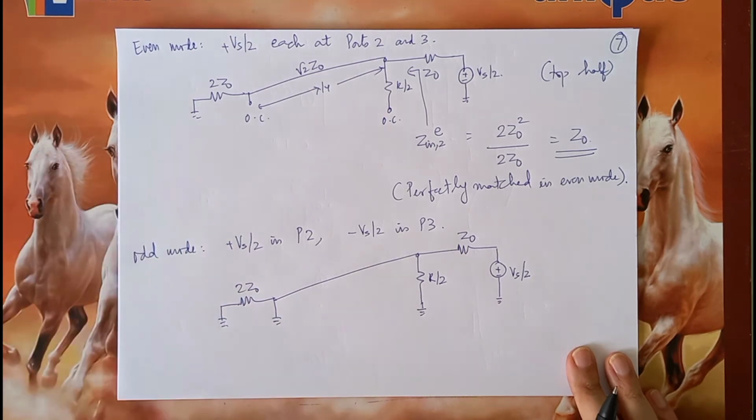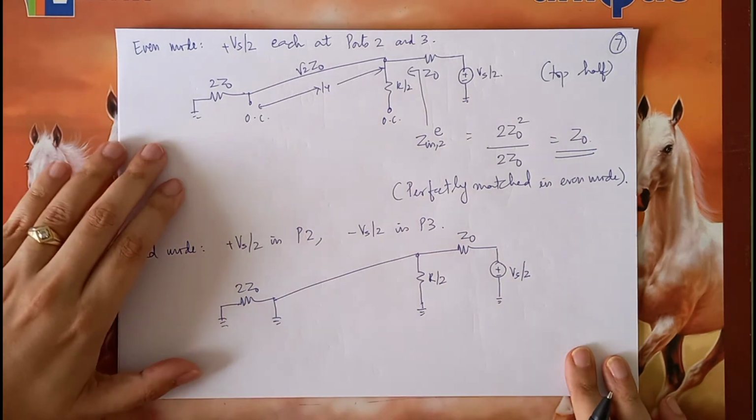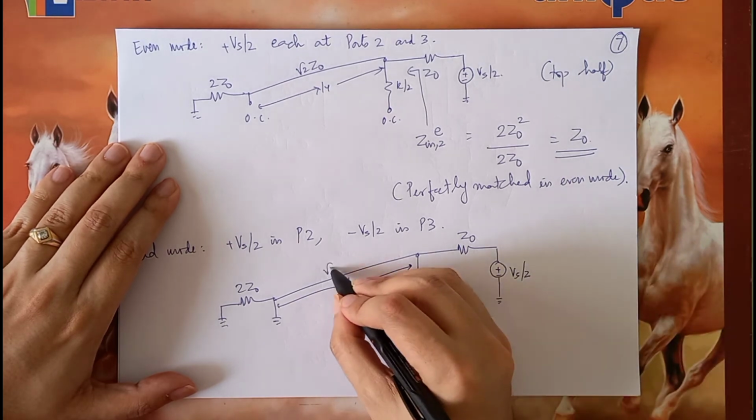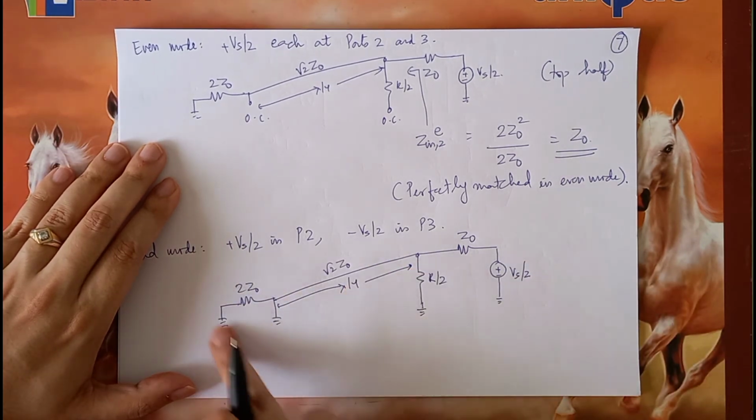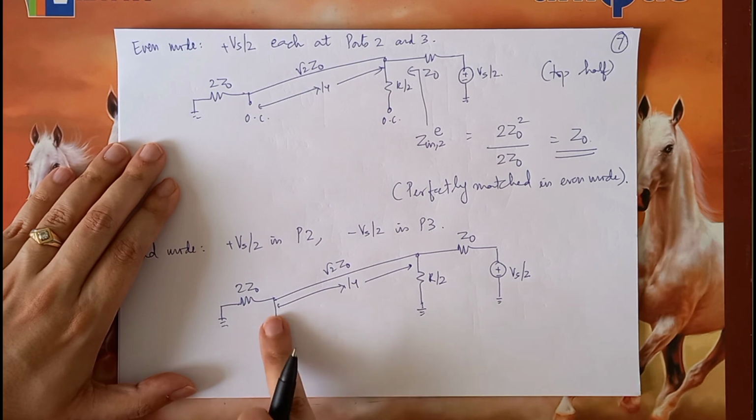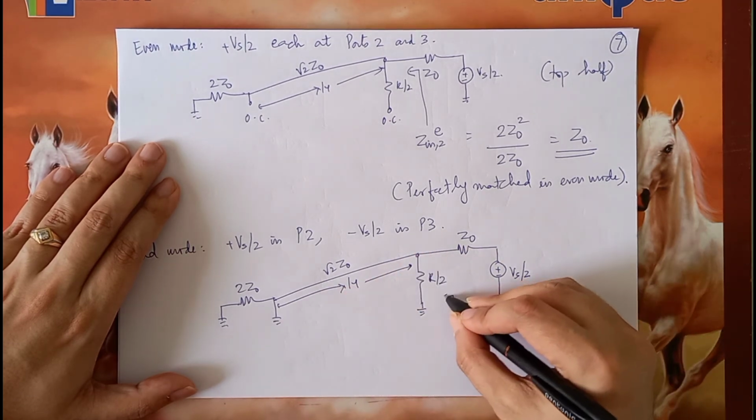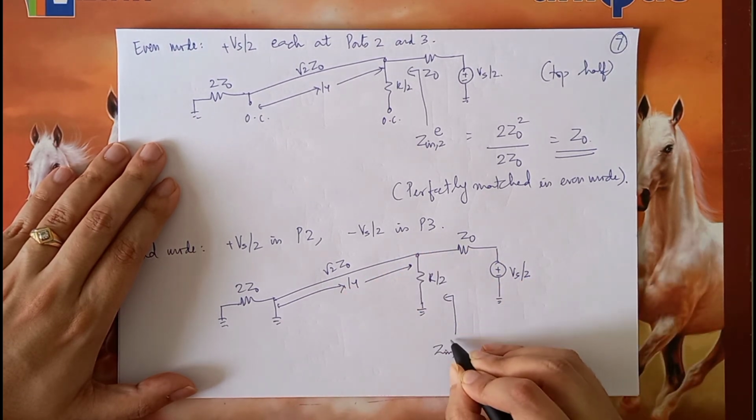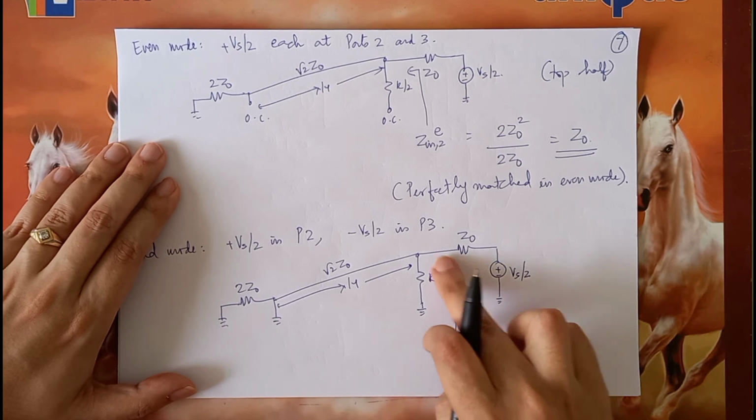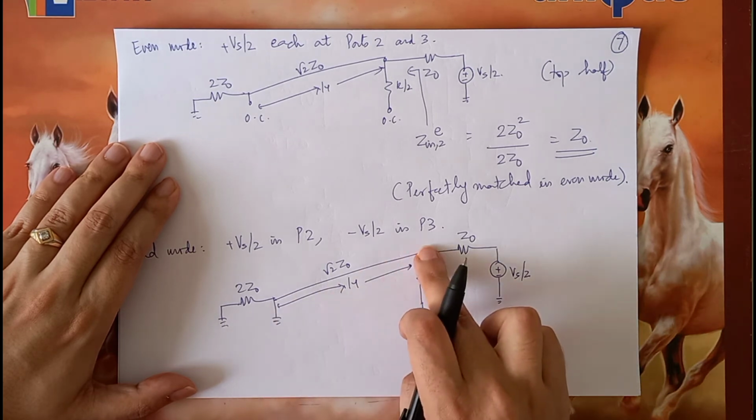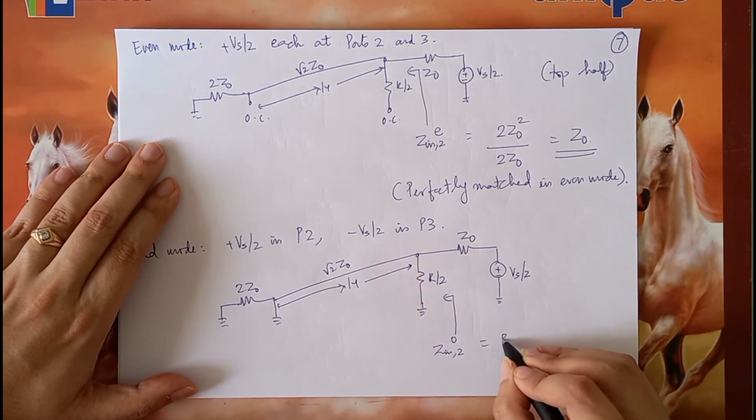Vs by 2. So again, this is a quarter wave transformer of impedance root 2Z0. So the impedance at port 1 now will be 0 because of the short circuit, and a short circuit transformed by lambda by 4 will be an open circuit. So now Zin looking at port 2 in the odd mode will be this R by 2 in parallel with the transformed impedance from here, which is an open circuit. So therefore this will be R by 2.